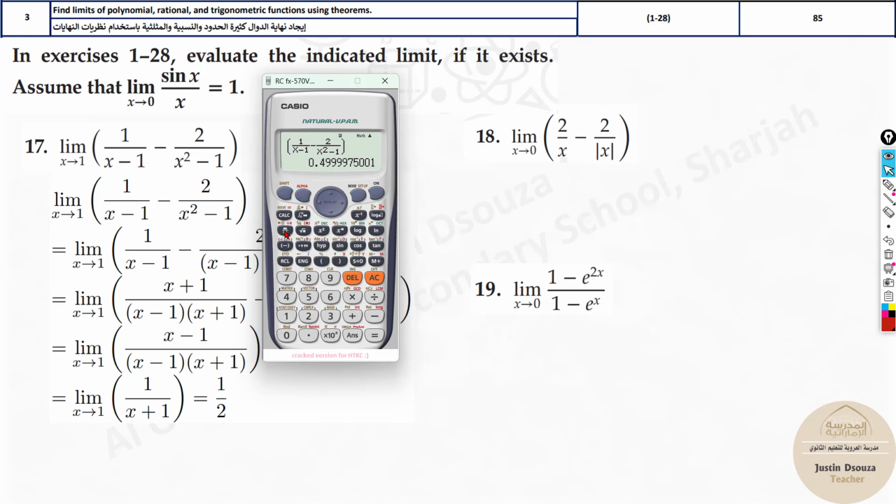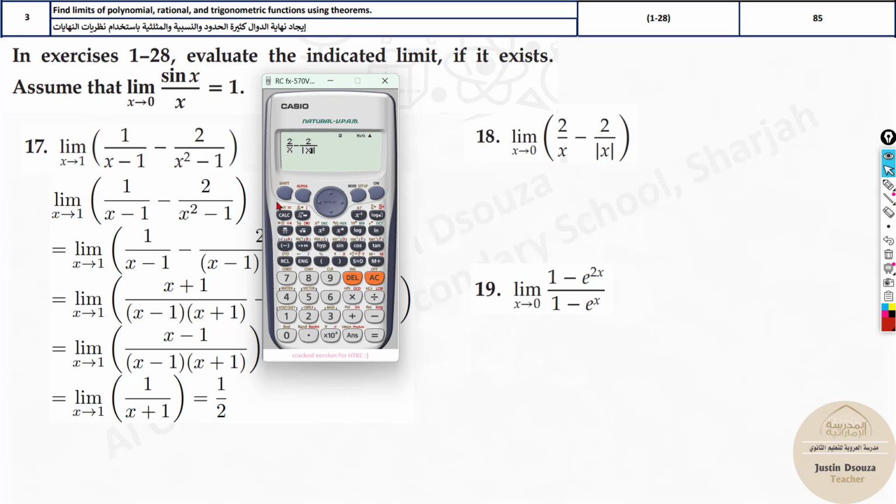Let's try over here the next problem. 2 by x minus 2 divided by magnitude x. Now, how do you get this magnitude symbol? That's absolute value. That's shift and this symbol over here. Shift and HYP will give you absolute, ABS. That is the absolute value, 2 lines, x.